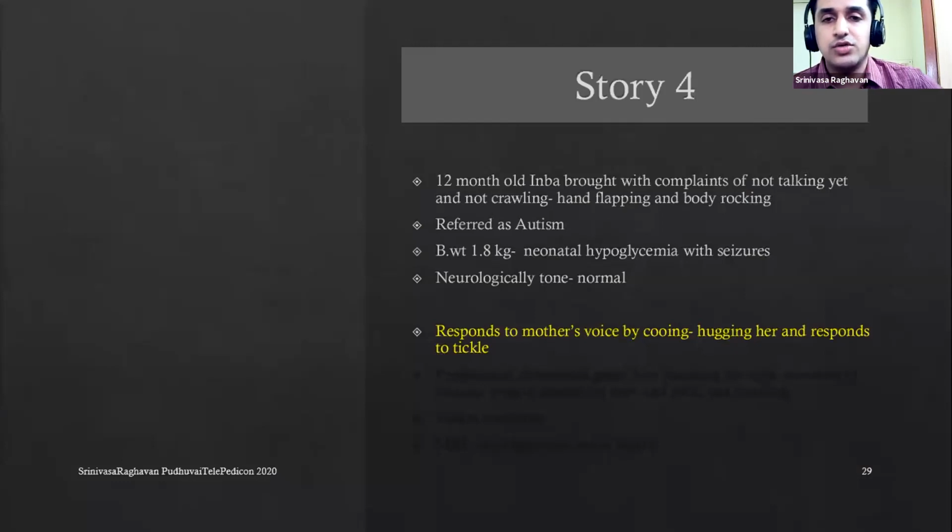So let us see the story of Inba, who's a 1-year-old child who's brought with complaints of not walking and not crawling. And parents have noticed that the child engages in hand flapping and body rocking stereotypies. So outside, the child was referred as autism. History-wise, birth weight of 1.8 kg, the child has had neonatal hypoglycemia with seizures. On examination, the tone is normal.